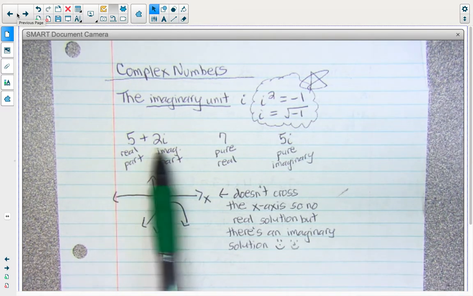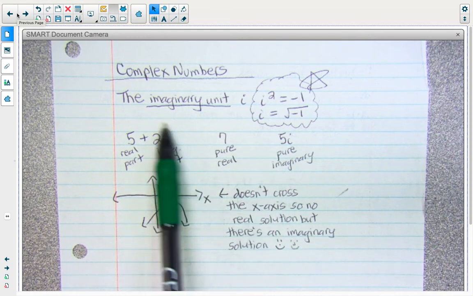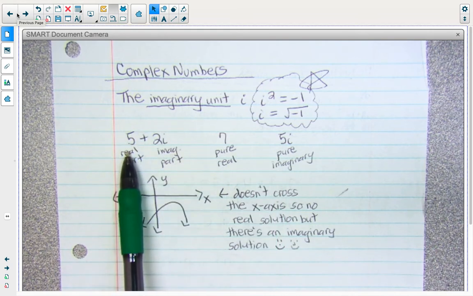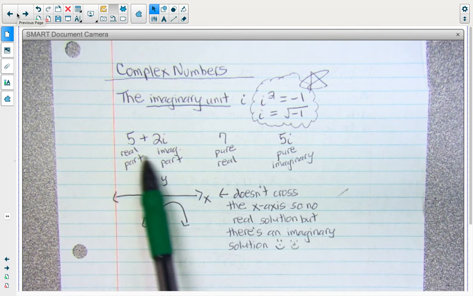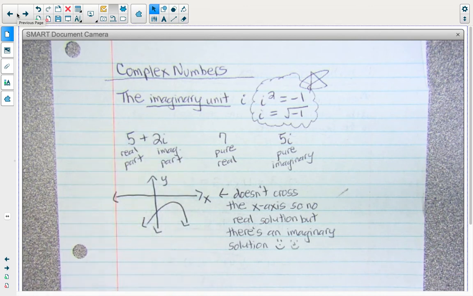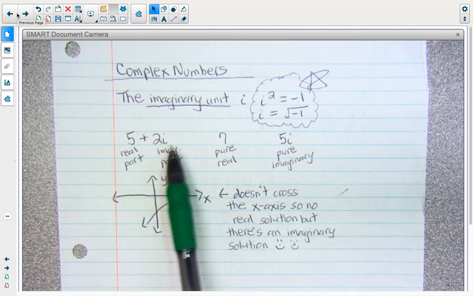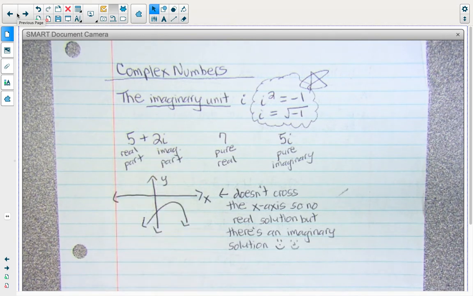Down here I have some complex numbers. This one has a real part. Most of the time we're very familiar with looking at the real part of the problem, but it also can have an imaginary part. So this is a complex number because it has a real part and an imaginary part. So 5 is the real part and 2i is the imaginary part. So this number is 5 plus 2i.